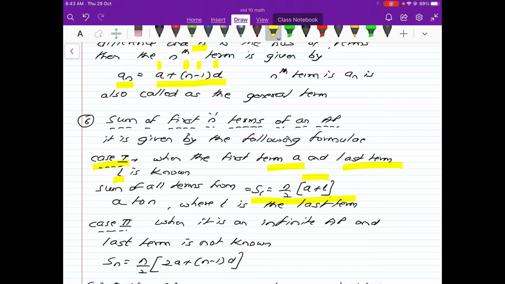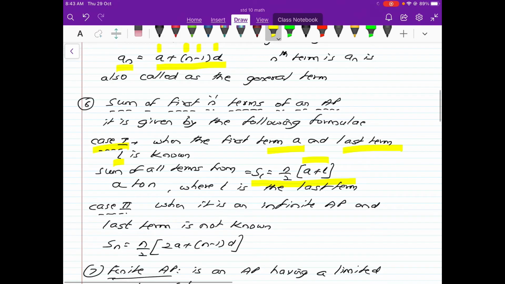Sum of 20 terms, sum of 50 terms, L is 50, sum of 100 terms, L is 100, like that. Now, this was the case when the AP was finite. What if the AP is infinite?